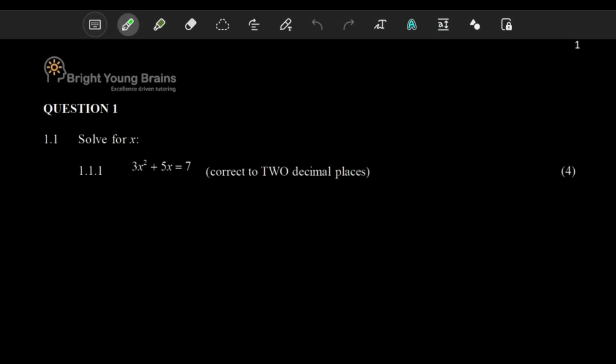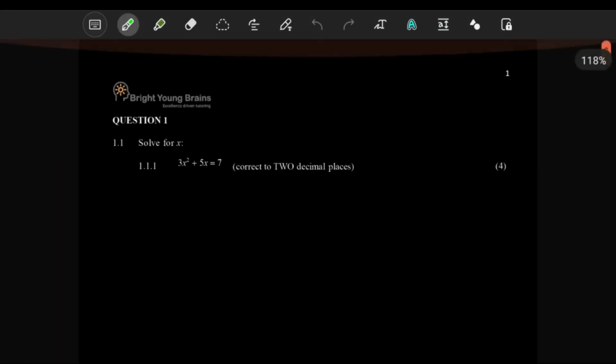Gauteng, grade 12, 2020, prelim paper 1 memo.